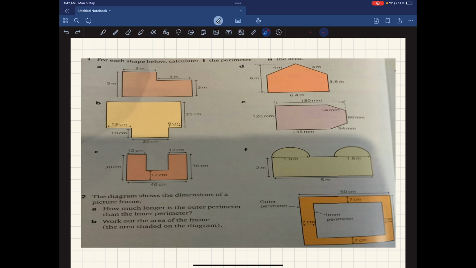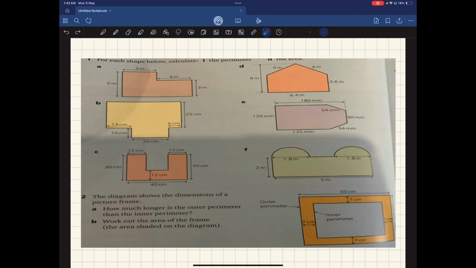Now to calculate the area of this shape, you can divide this into 3 rectangles. So 12 into 30 plus 12 into 30 plus this length into 12 basically. So 40 minus 24 is going to give you this length, into 12. And then you're going to add these 3 areas, A1, A2, and A3 together.